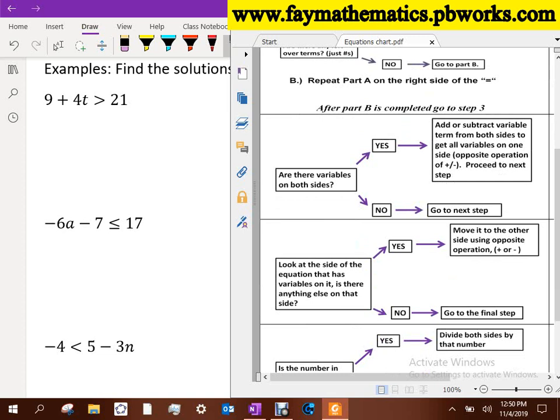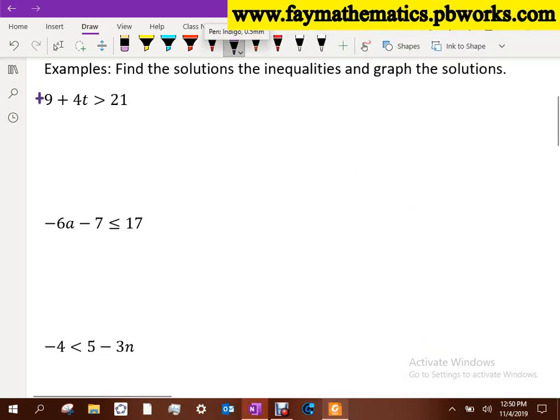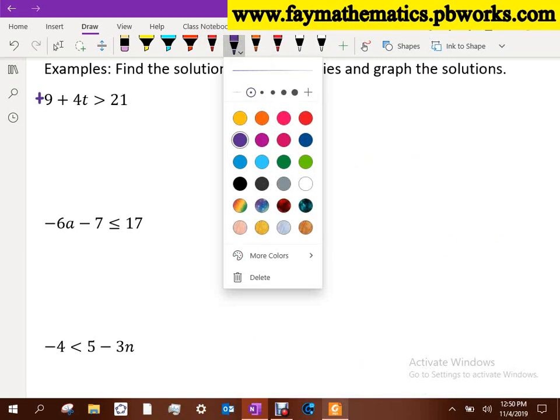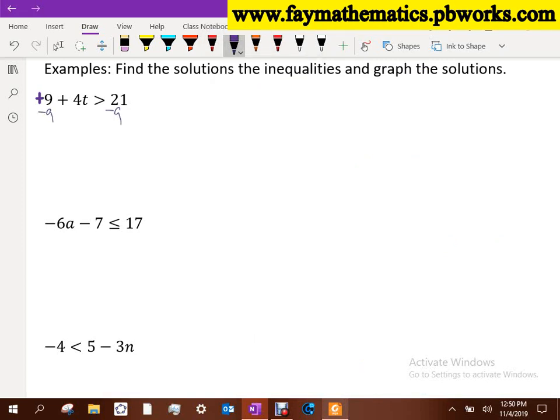Look at the side of the equation that has variables on it. Is there anything left on that side? Yes. Okay, so it says move it to the other side using the opposite operation. So right now we need to realize that this is a plus 9, right? So I subtract 9. Subtract 9, so I get 14 is greater than 12.